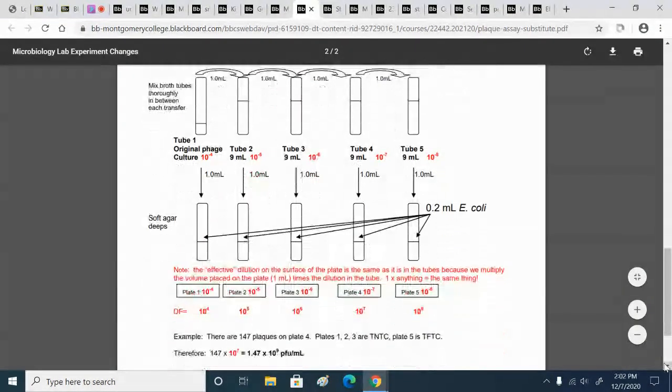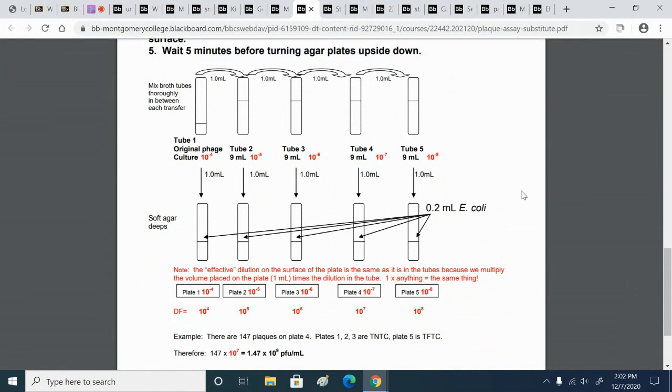Now, in this experiment, we're mixing the phage and E. coli together in soft agar. So we have a little tube with a little bit of melted soft agar, and the whole purpose is just to mix the phage and E. coli together. Ultimately, we're still just transferring 1 milliliter of our phage dilution onto the surface of the agar plates.